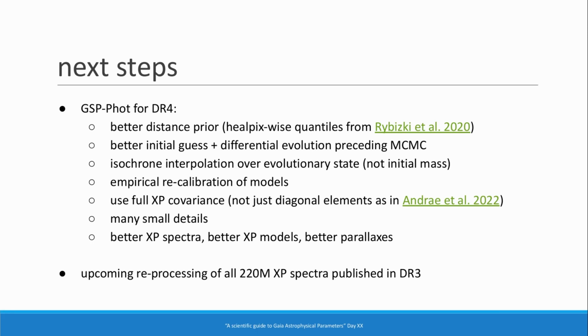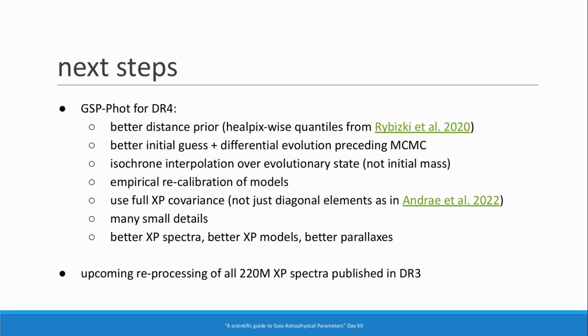Then another very important change is that we use the full XP covariance. So I haven't mentioned this before. The XP spectra have correlated pixel fluxes, so they are not independent. And in principle, you need to take this into account. And of course, in data release 4, we will get better XP spectra, better XP models, and also better parallaxes, which GSPPhot is also using.